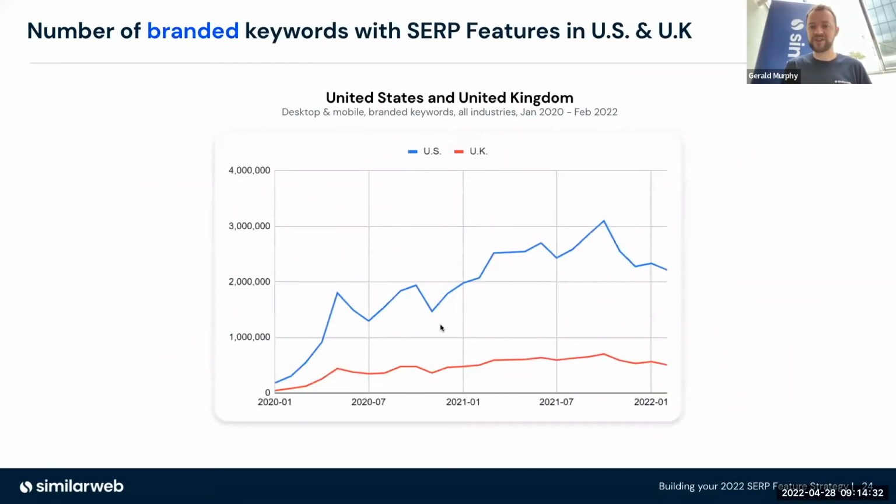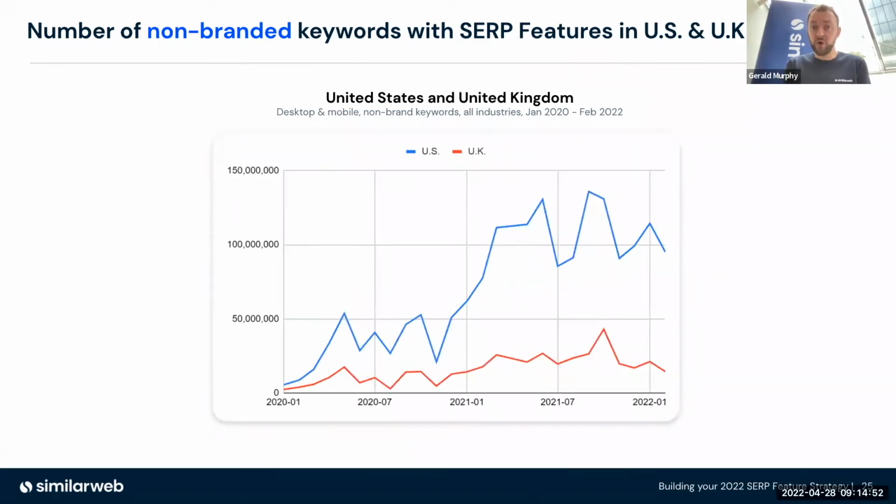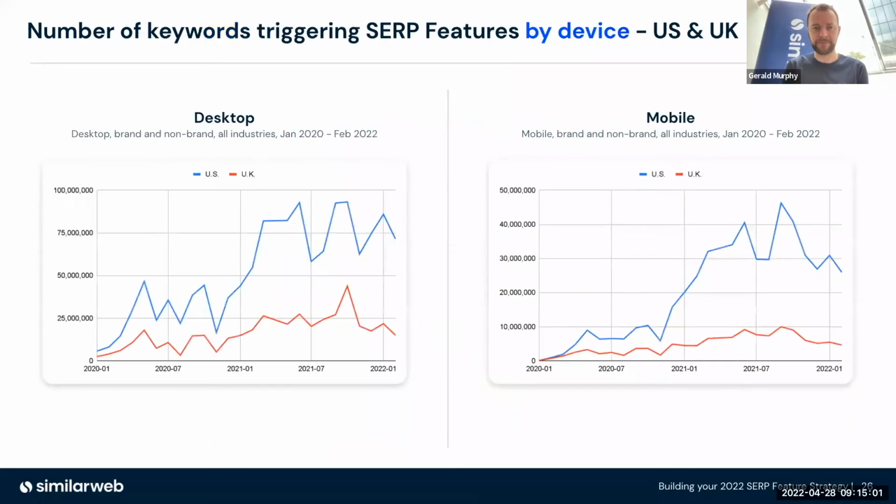Now, when we break this down to branded performance, we can see on the blue line the United States and the red line the UK, that branded keywords are virtually flatlining in the United Kingdom. That's not really the case in the United States. So branded keywords provide a massive opportunity for both markets. Non-branded keywords are the ones that are growing significantly, and more so in the United States versus the UK.